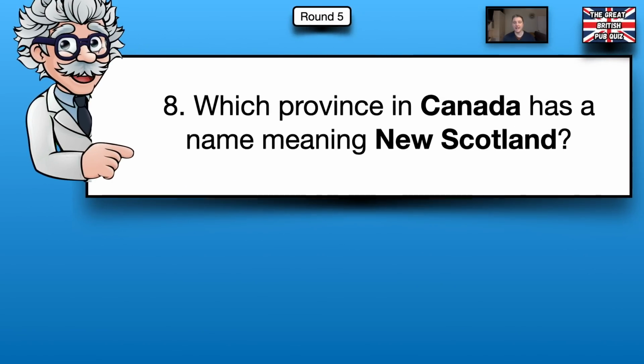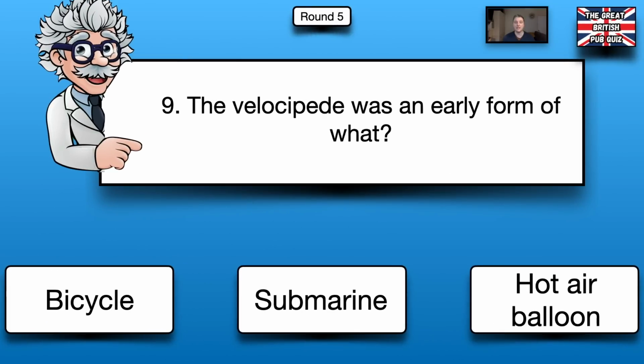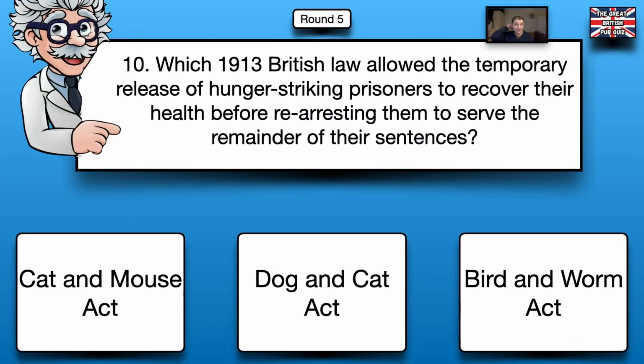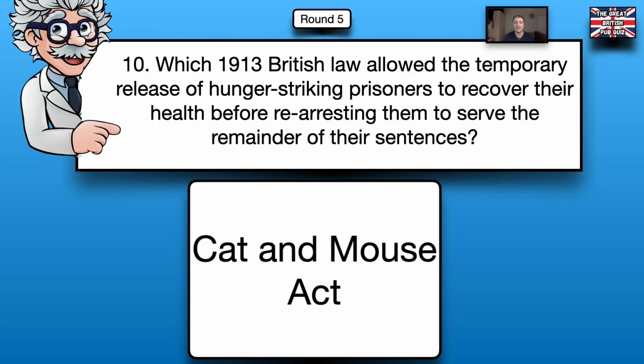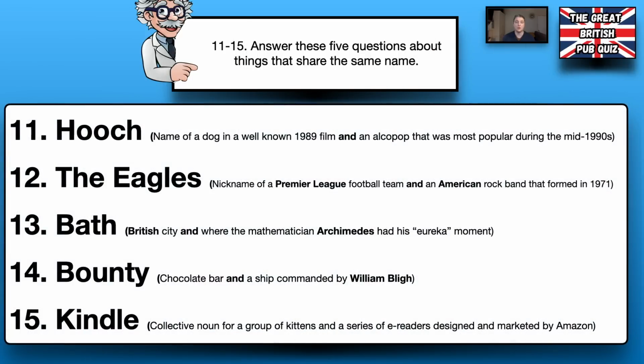Number 8, the province in Canada which has a name meaning New Scotland is Nova Scotia. And number 9, the velocipede was an early form of bicycle. And number 10, the 1913 British law was called the Cat and Mouse Act. And 11 to 15 were the things that share the same name. So number 11 is Hooch, 12 the Eagles, 13 Bath, 14 Bounty and 15 Kindle.